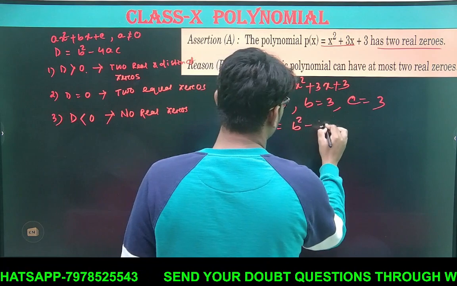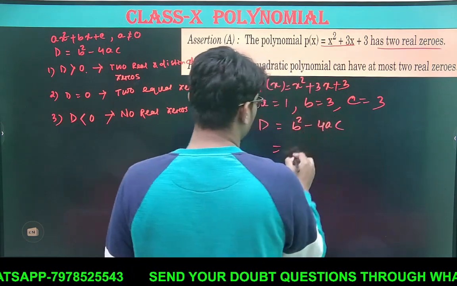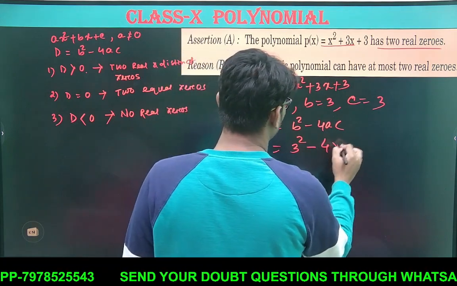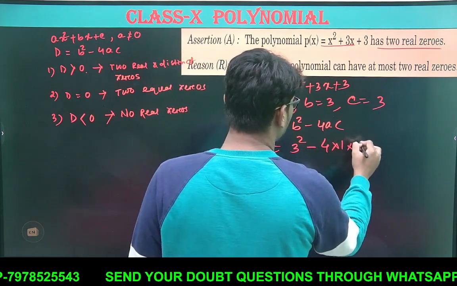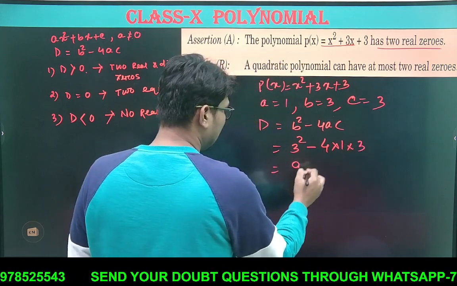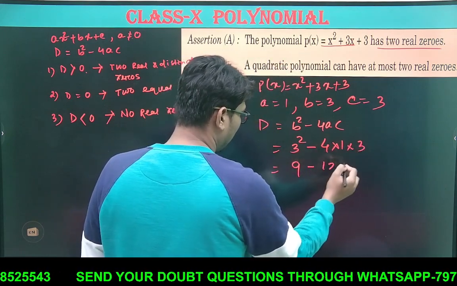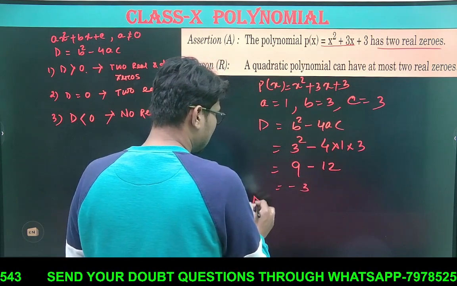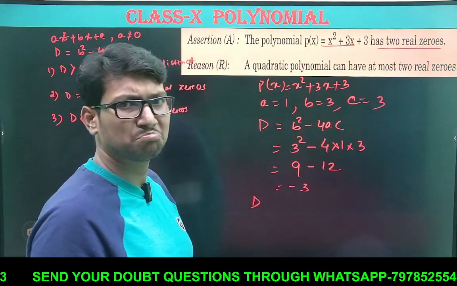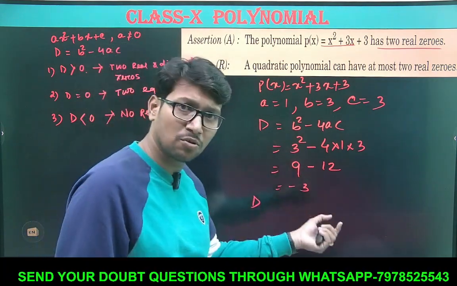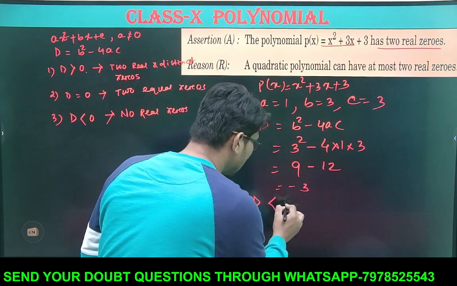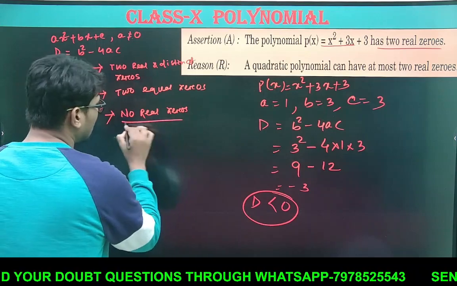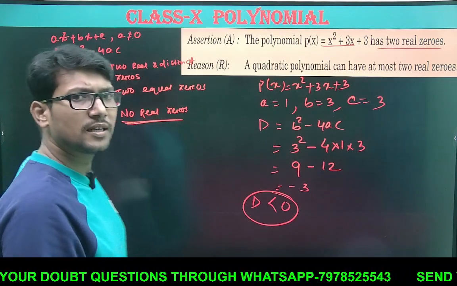So the value of D is b square minus 4ac. B value is 3. 3 square minus 4 into 1 into 3. 3 square is 9, minus 4 times 3 which is 12. So 9 minus 12 is minus 3. Hence, is D greater than 0? No. Is D equal to 0? No. So D is less than 0. Hence, by the third condition, there are no real zeros.